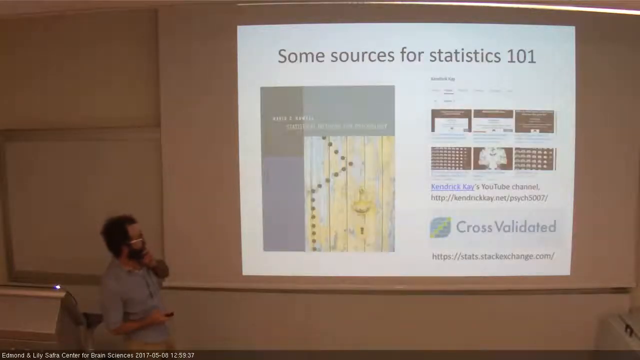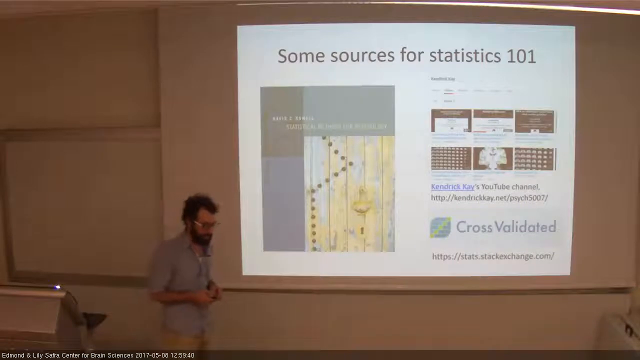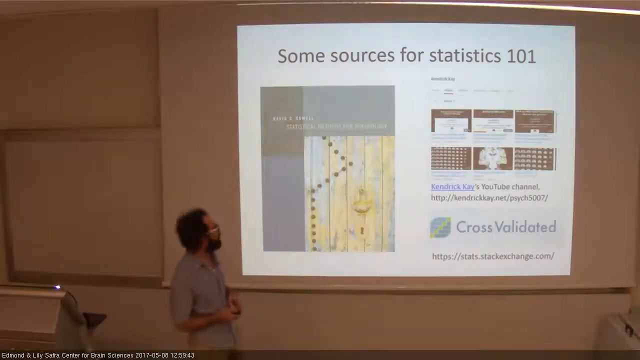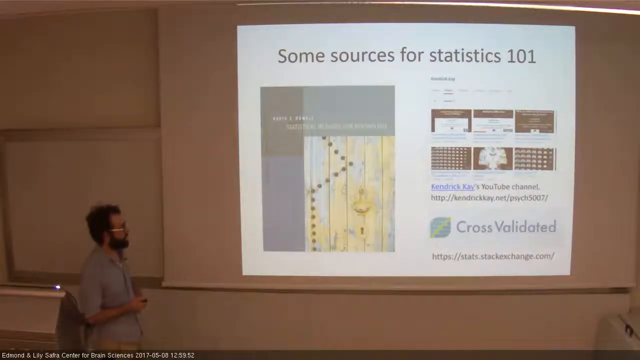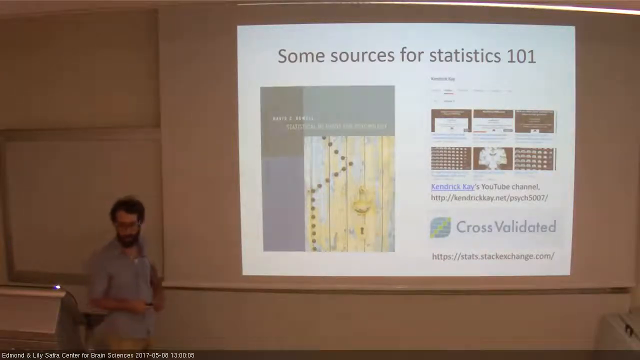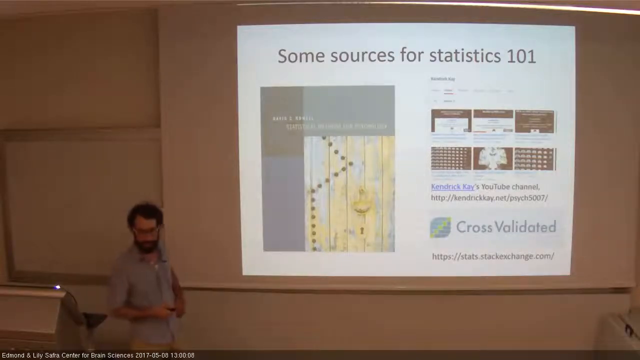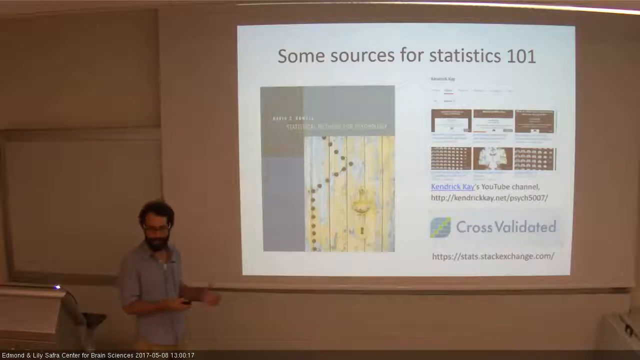Okay. And if any of this seems difficult or you want to learn more, this is a good book about the basics, by David Hoyle. It has both good examples and mathematical explanations. Kendrick Kay has a good set of videos. I used the first one for the first part of the class. And there's Cross Validated, which is like Stack Overflow for statisticians, in which you can ask questions and get answers. It's a bit difficult because these are expert statisticians, so they have a particular way of formulating the questions, but I find it useful.